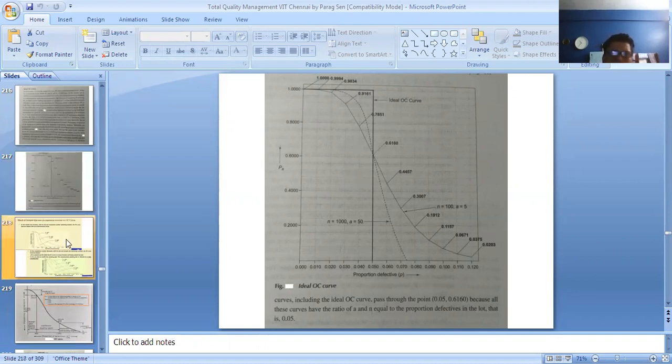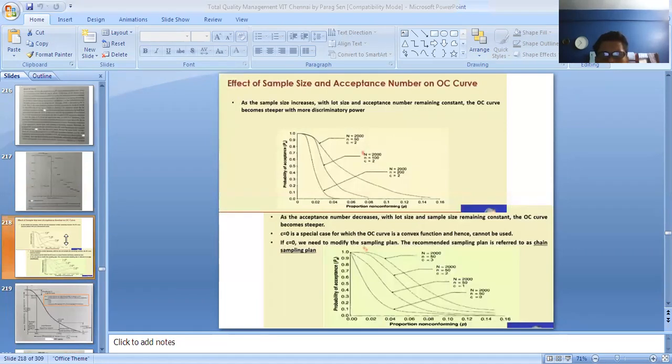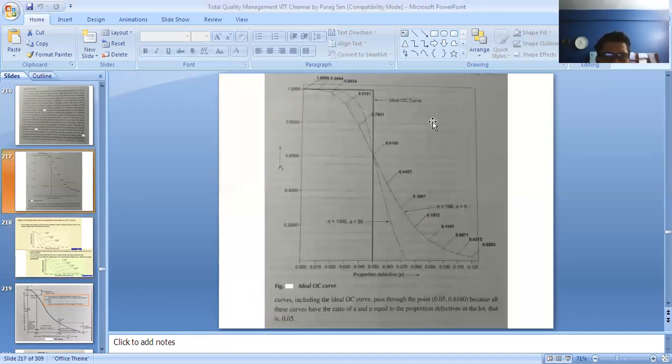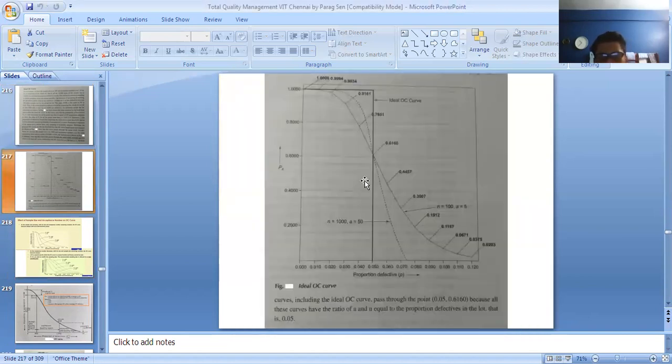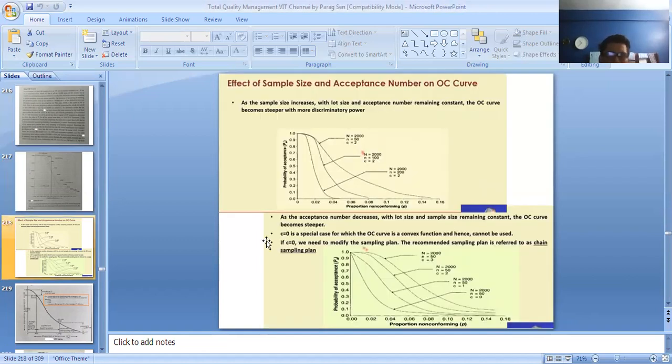Now you can see the effect of sample size and acceptance number. I will tell you that these curves are actually based on the Poisson distribution, which is very frequently used. Now the effect of sample size and acceptance number on OC curve.